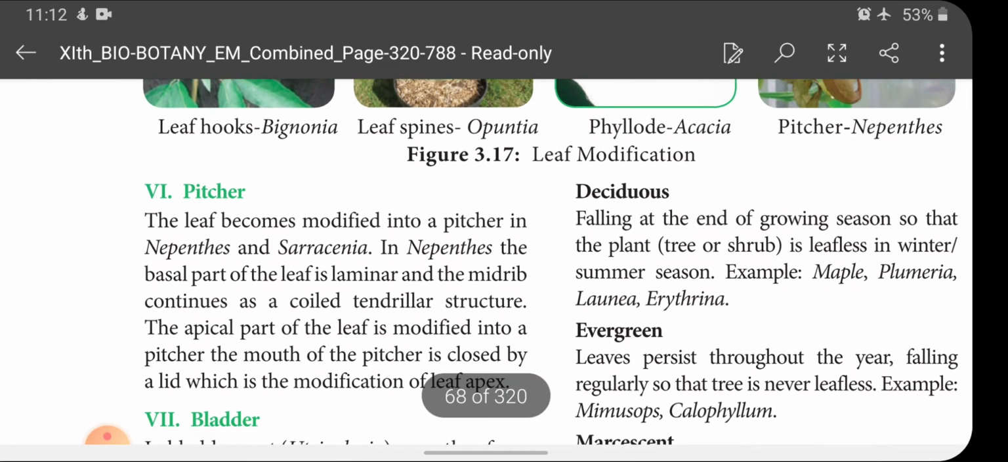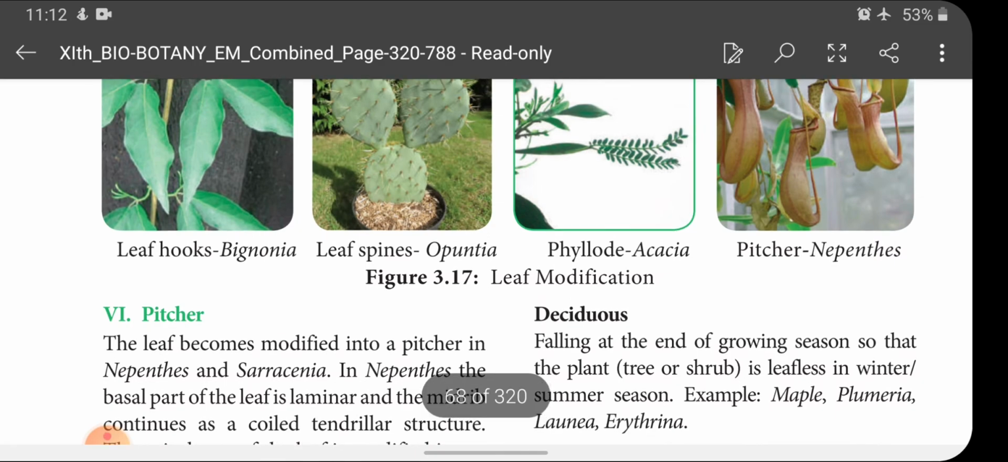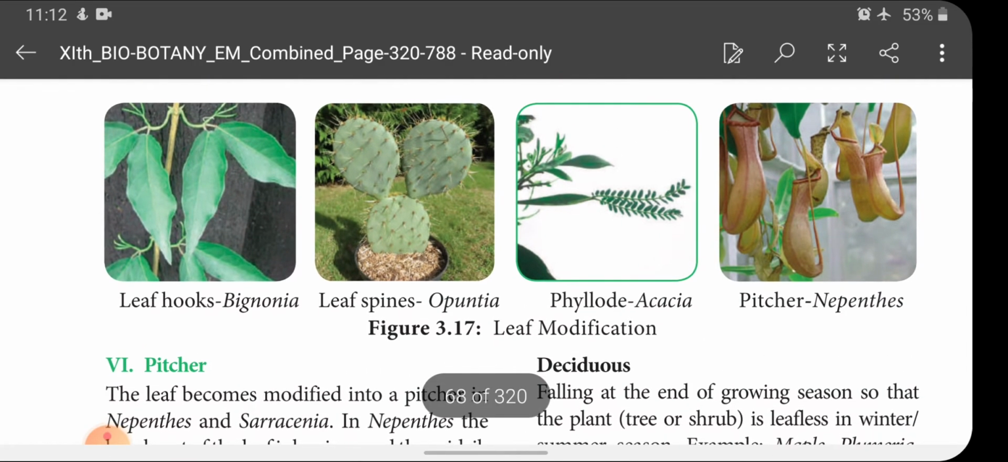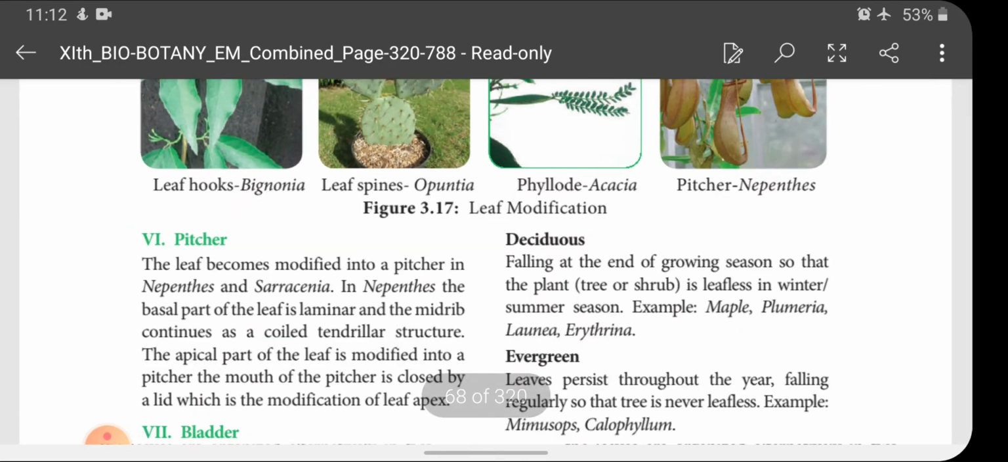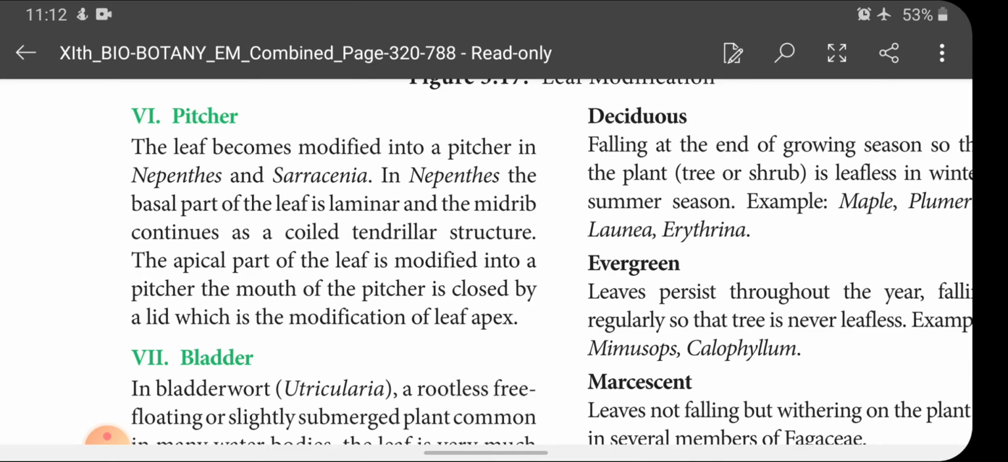And the next one is pitcher plant. The leaf becomes modified into a pitcher. For every modification you can refer to the figure given in the books. With the help of the figure you can understand the structure and modification of leaves, right? In the pitcher plant, the leaf becomes modified into a pitcher in Nepenthes and Sarracenia. In Nepenthes, the basal part of the leaf is laminar, the midrib continues as a coiled tendril, and the apical part of the leaf is modified into a pitcher.